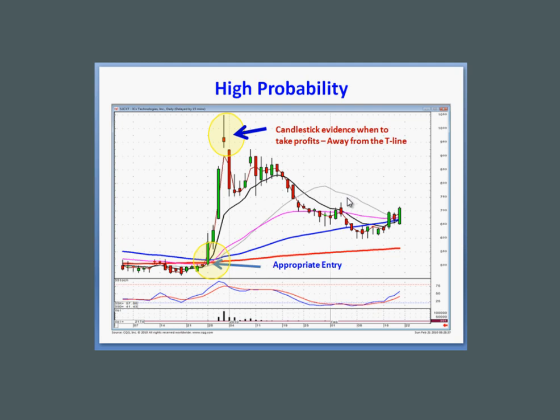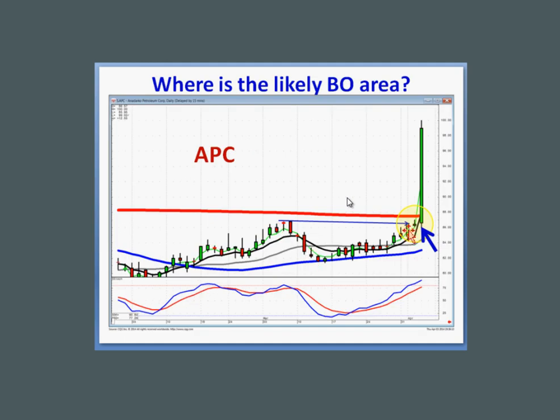So the nice thing about candlestick analysis, I always tell people, is does every trade have a huge return to it? Definitely not. But the probabilities of being in a situation where you're participating in a big price move is that much greater.